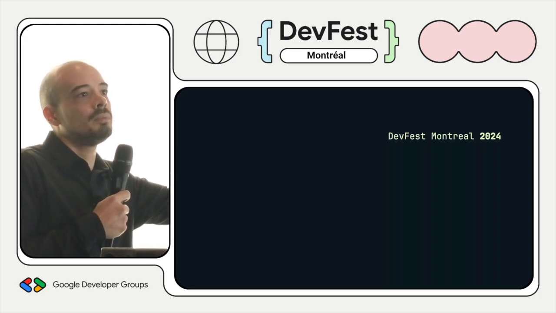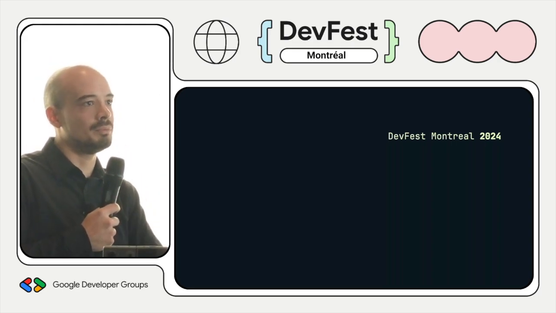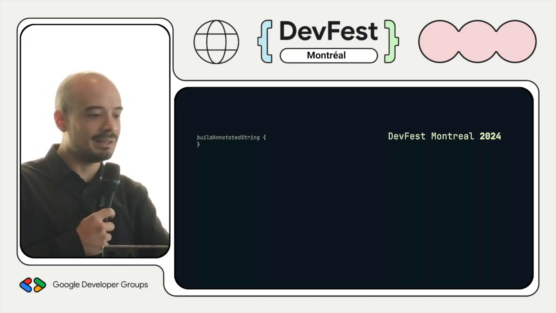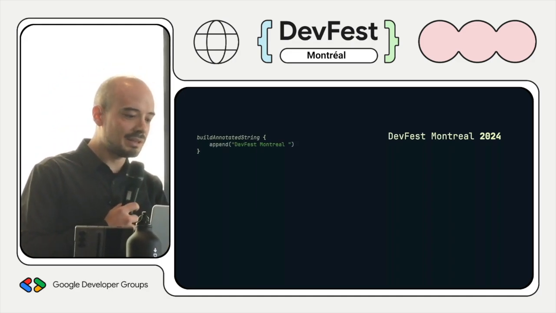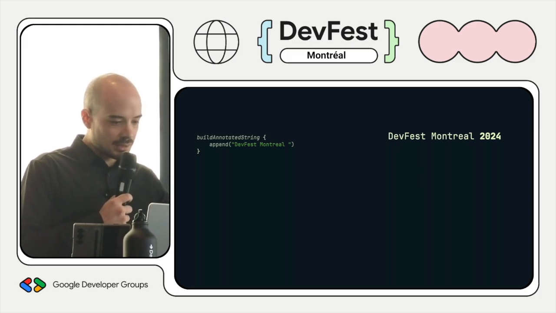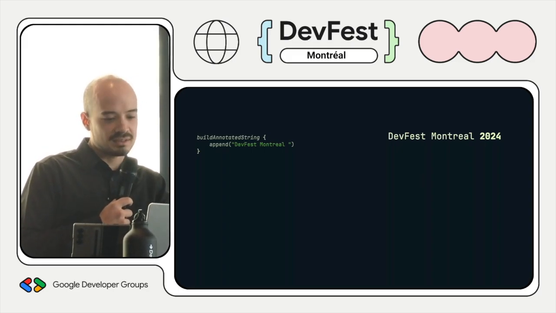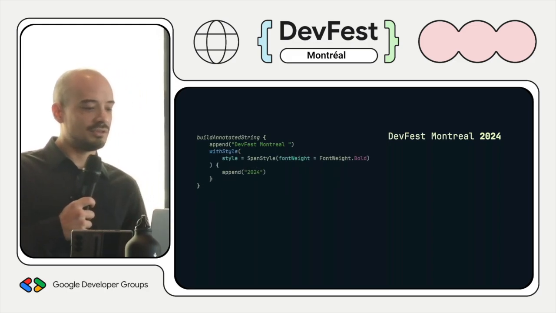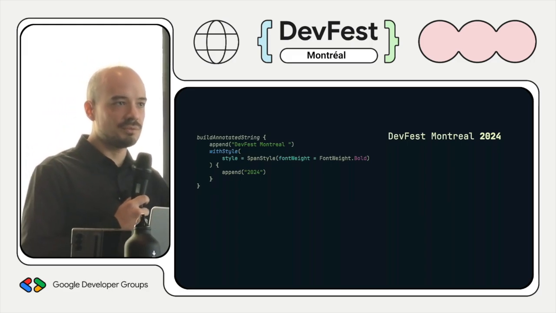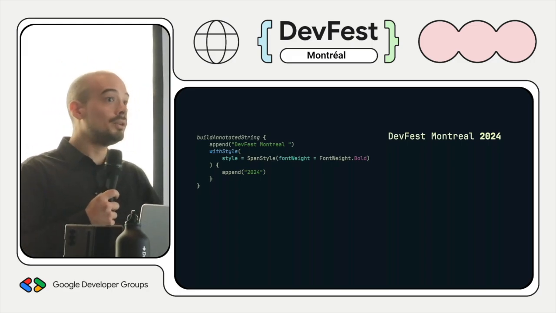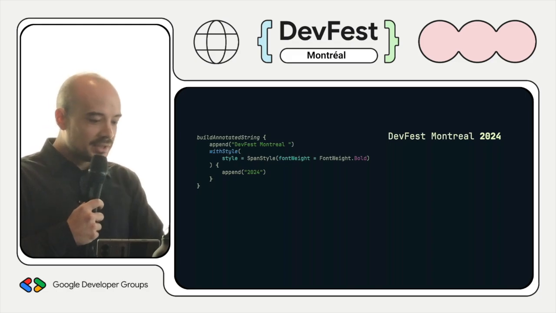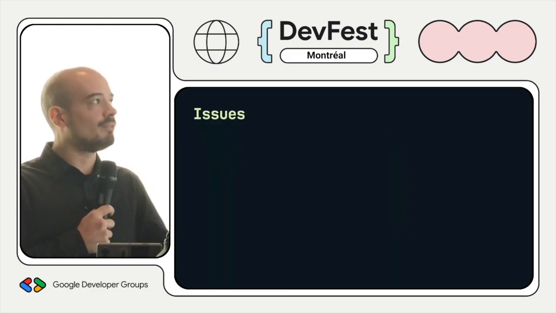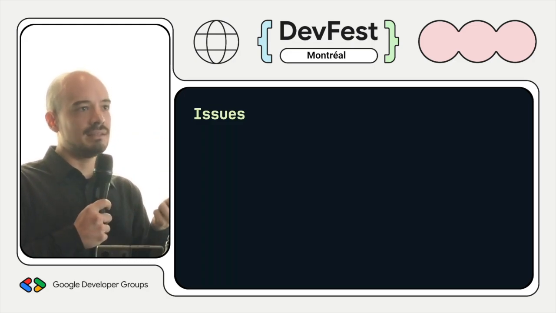For this example, I'm going to use Android, but it works for pretty much anywhere else. In Android, you have what's called an annotated string with a pretty useful builder pattern that we can use, where we start with putting the DevFest Montreal at the beginning. That's not styled, and then we add our span for the bold part, and then we just append the rest of the string. So this works. We can use it today, but as we start to see some different use cases, we can see that there are some issues that rise up from this.